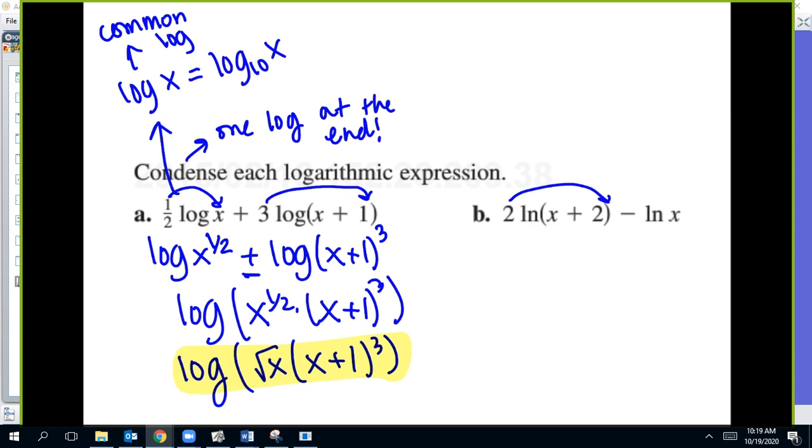We bring the 2 over, but I want to do this a little quicker. So I'm going to bring the 2 over to the x plus 2 and then put it over x so that I can do it all in one step. That's totally fine as well.